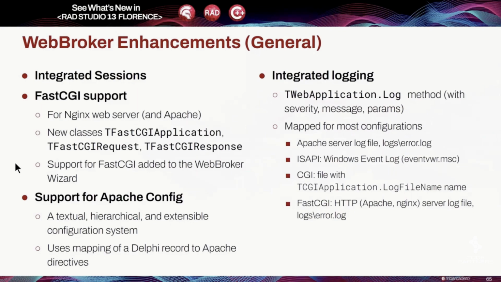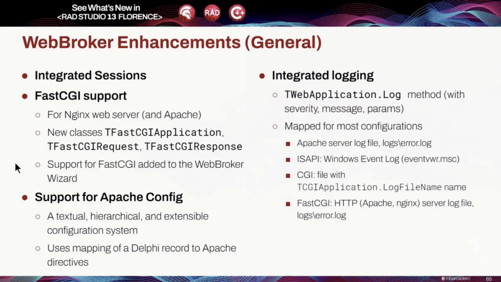library. We have introduced FastCGI support that opens up the ability to use Nginx, but also allows a different integration with Apache without loading the library in the same memory space of the web server. Of course, FastCGI is also added to the WebBroker wizard that helps you create a WebBroker application in the first place. We have introduced support for Apache configuration, so you can have a number of settings in the Apache config files that are loaded directly into records in the Delphi application.